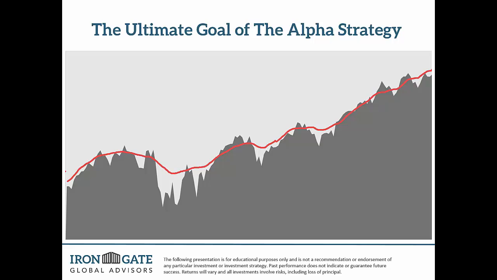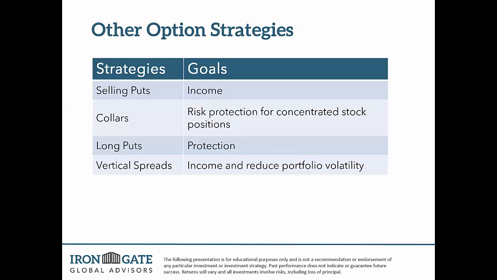Now, there's other strategies that you can implement as far as options go, and that we implement for our clients. One is selling puts with the goal of income. One is collars if somebody has a very concentrated stock position. One is long puts, which we buy for protection in bearish markets, which we're not in now, but may come, certainly at some point we'll come across.